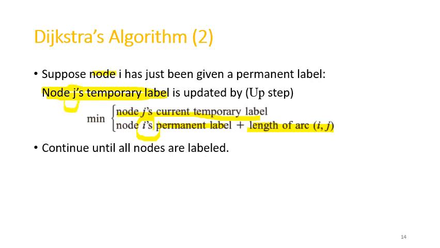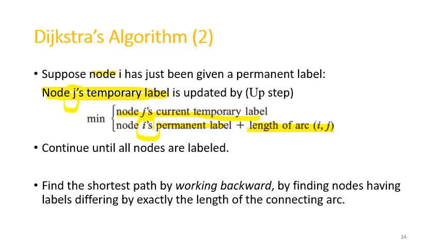And then it says here continue until all nodes are labeled. It means that we need to go back to the labeling step. Check all temporary labels again, put the permanent label on the smallest one, update again for all nodes j that are directly connected to node I, and then keep going until all nodes are permanently labeled by a star or an asterisk.